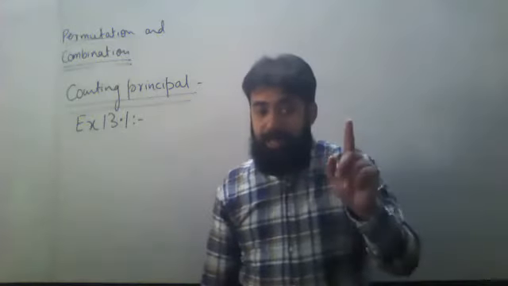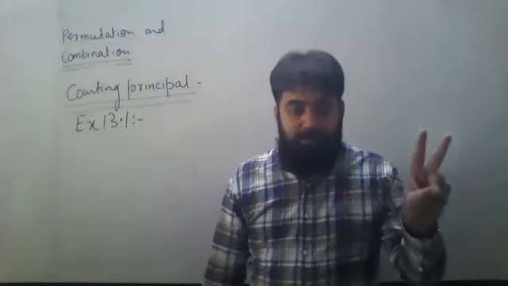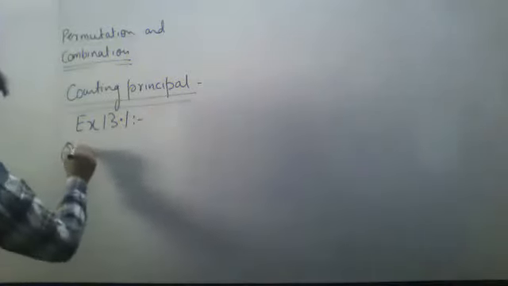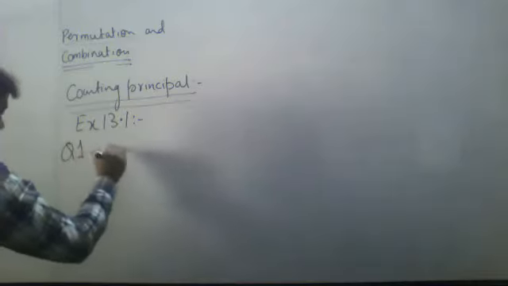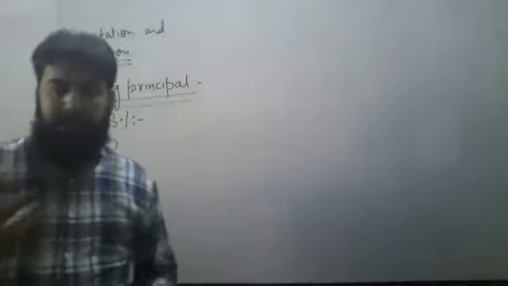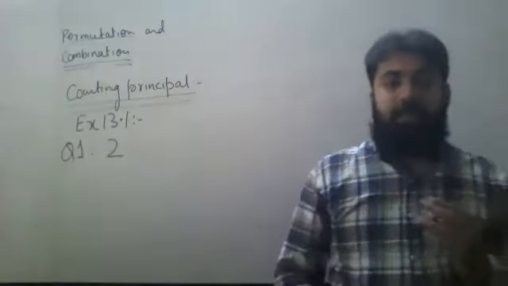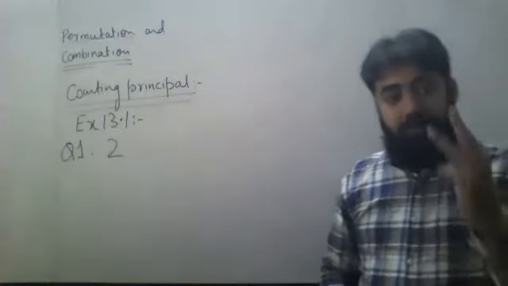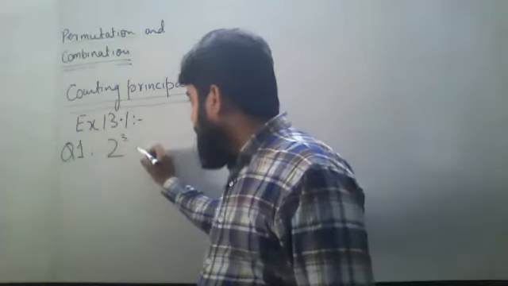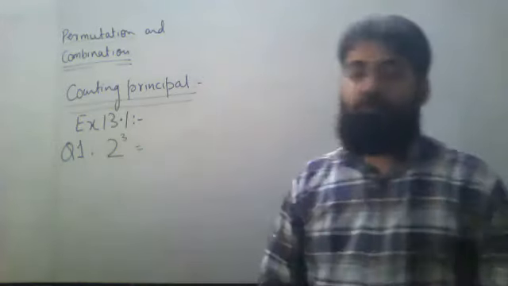Either I will have head or I will have tail. It means two options will be there, repeated options. Either head or tail, either head or tail. And how many times am I going to do it? It was given 3. So, 2 to the power 3 will be your final answer.